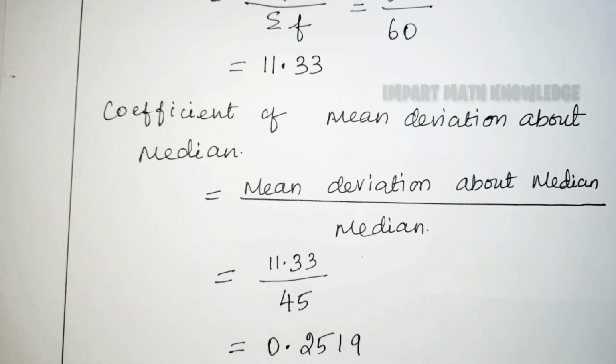Coefficient of mean deviation about median is equal to 0.2519. Here I discuss how to find mean deviation about median and its coefficient for an individual series, discrete series and continuous series.